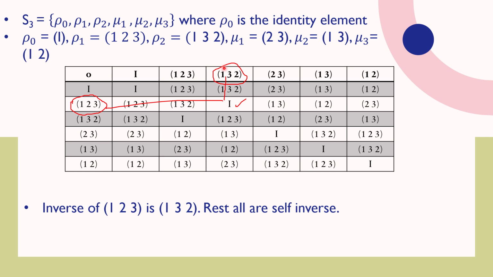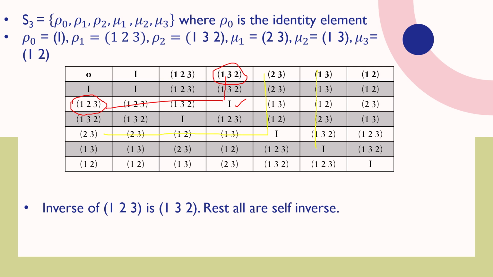Okay, when you look at the rest of the elements, you get one identity here. So again it's (1 2 3) and (1 3 2). Another identity you get here, which is (2 3) with (2 3). So this is what you're getting: (2 3) and (2 3).